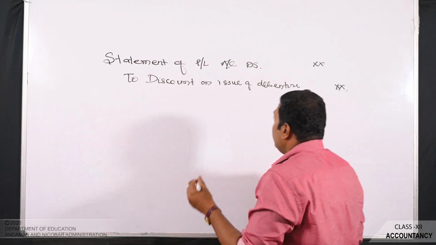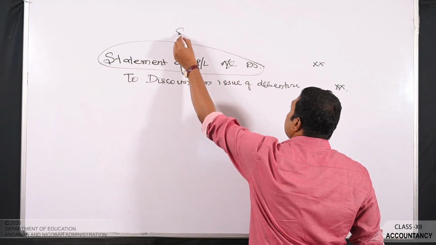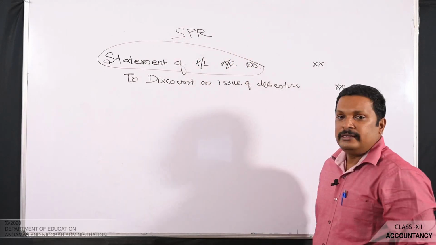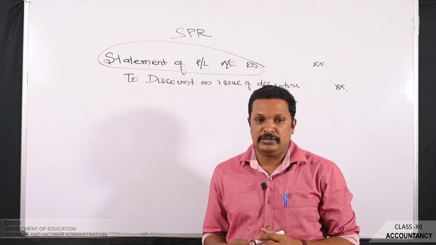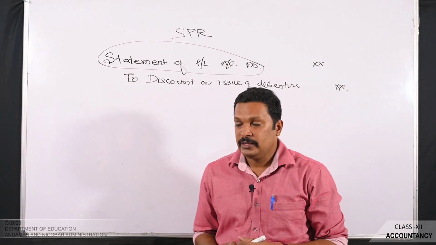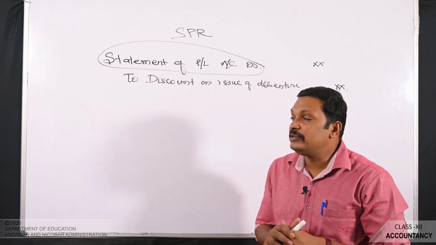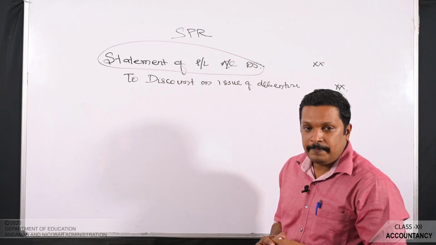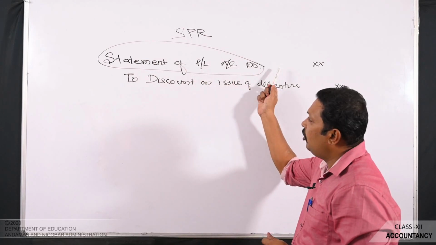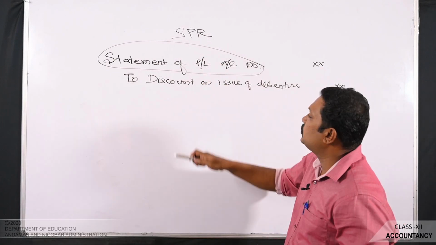Sometimes, instead of statement of profit and loss account, we can write securities premium reserve account debit. As per the director, the question mentions whether we have to debit profit and loss account or securities premium. Okay. So these are the entries we can pass for writing off of discount on issue of debentures. Once again, the entry is statement of profit and loss account debit or securities premium reserve account debit to discount on issue of debentures.